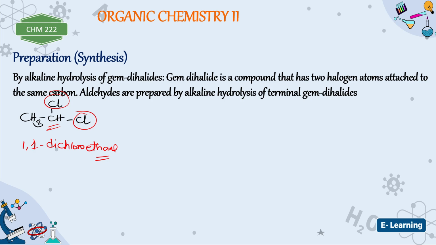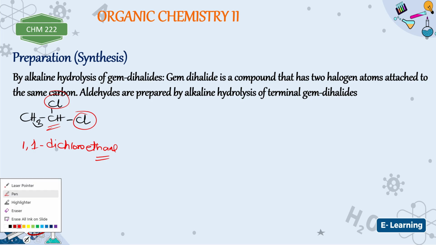Now you must be careful, because in the exam they may not give you the structure of the compound. They may give you the name and then ask you to write the reaction. Now when 1,1-dichloroethane reacts with sodium hydroxide in water, what will be the product? It's called hydrolysis, alkaline hydrolysis.